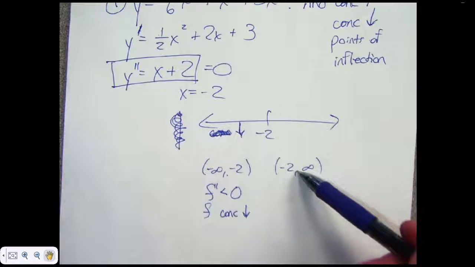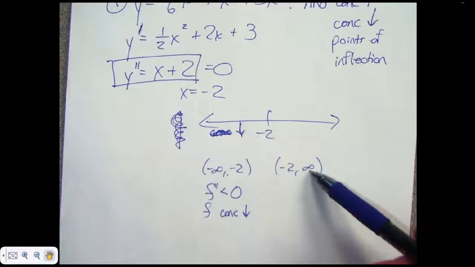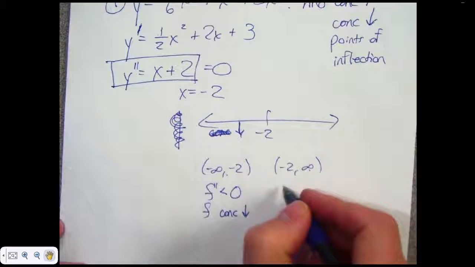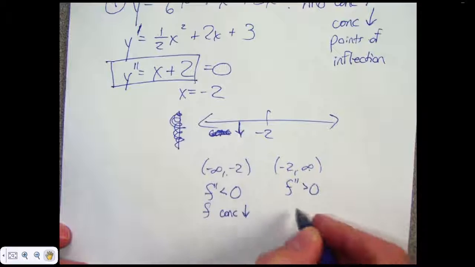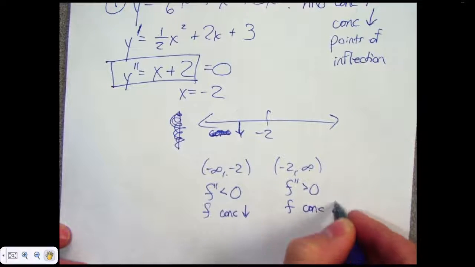Alright, so for the second part, plug in, say, 0. 0 is between those two numbers. 0 plus 2 is positive, so the second derivative comes out positive. So f is concave up.